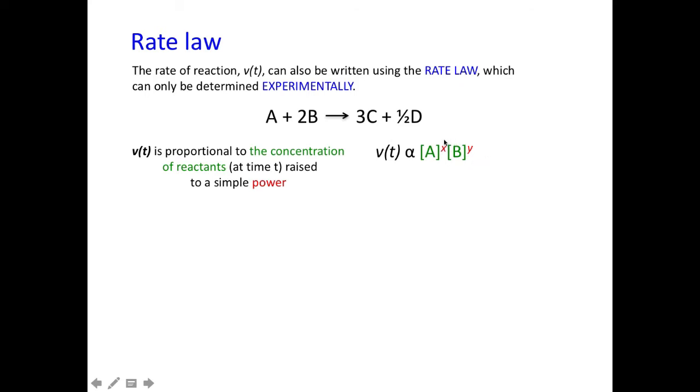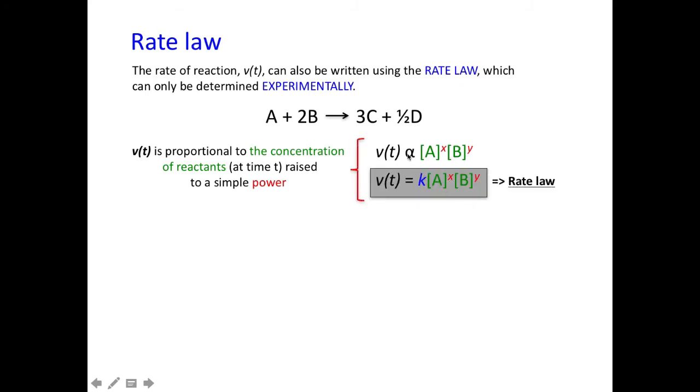So we don't know who is x, who is y. X and y could actually be 1 or 2 or even 0, but Vt is proportional to the concentration of A to the power of x multiplied by the concentration of B to the power of y. So these are the reagents here. So this is a way to begin to discuss the rate law.